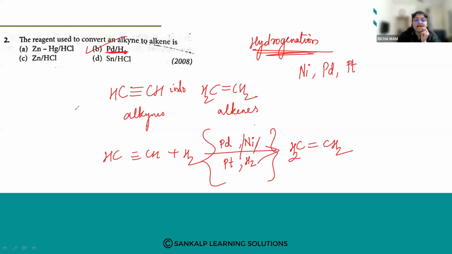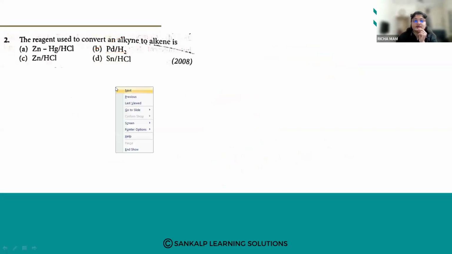Hydrogenation means addition. Dehydrogenation means what? Dehydrogenation means removal. We are removing hydrogens. So this is hydrogenation.